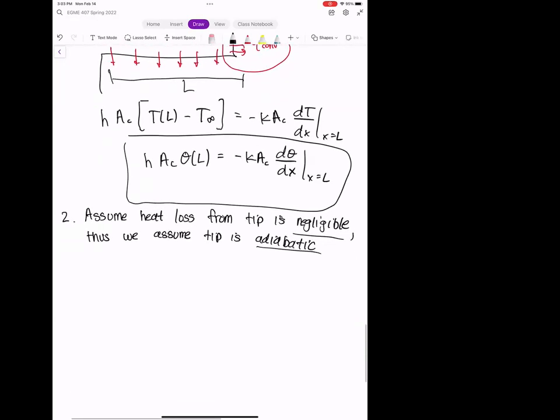Remember how we formulated an adiabatic boundary condition? When we say it's adiabatic, that means the heat transfer rate at the tip, so Q at L, is equal to 0. The way we can formulate this is we can use Fourier's law. Fourier's law, remember, is k times the cross-sectional area Ac times dT/dx, at x equals L, is equal to 0.